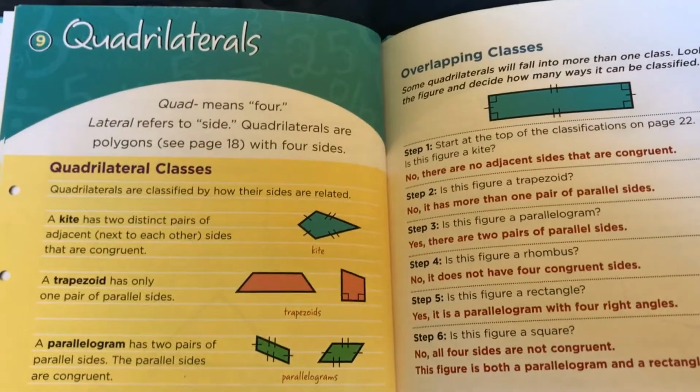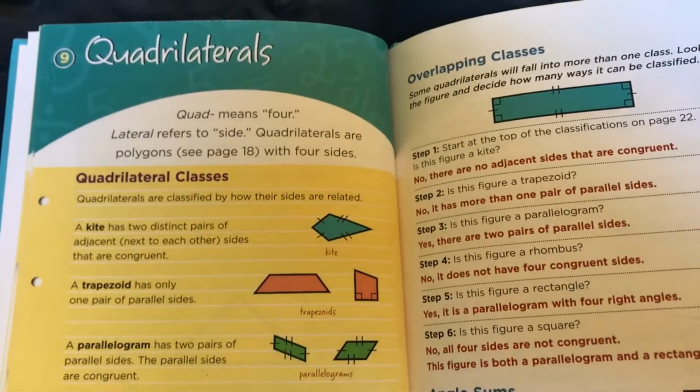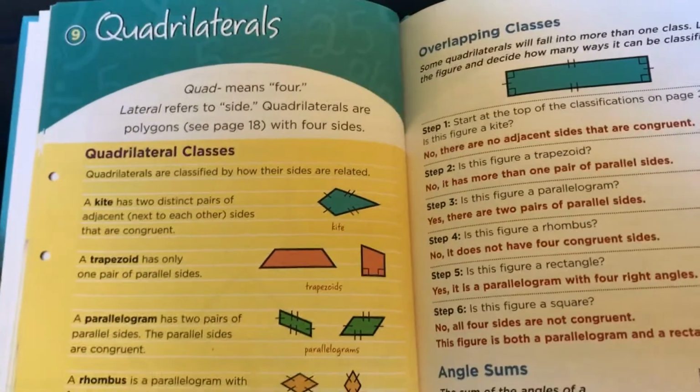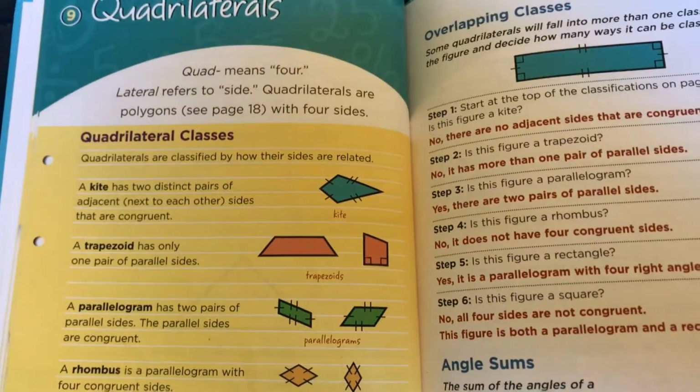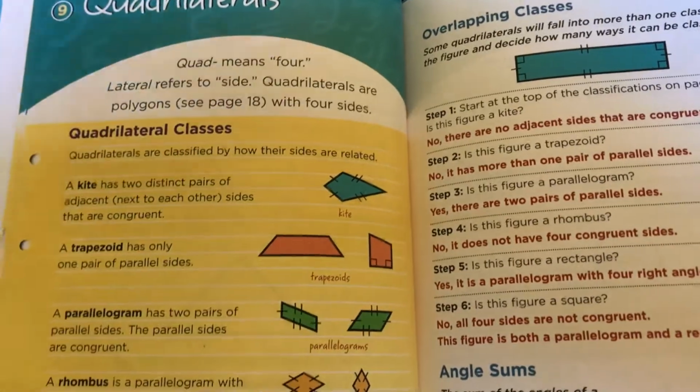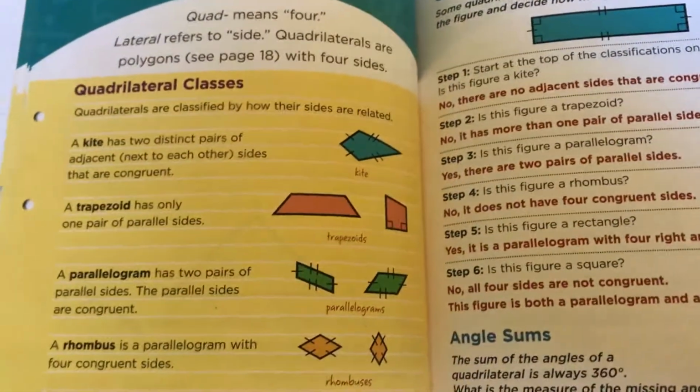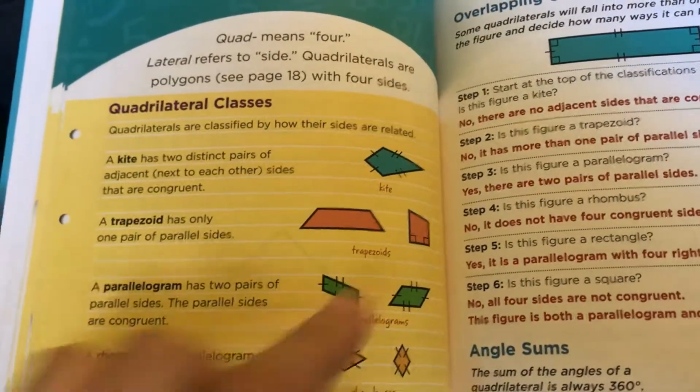Chapter 9, Quadrilaterals. Quad means 4. Lateral refers to side. Quadrilaterals are polygons with 4 sides. Quadrilateral classes. Quadrilaterals are classified by how their sides are related. A kite has 2 distinct pairs of adjacent, next to each other sides that are congruent.